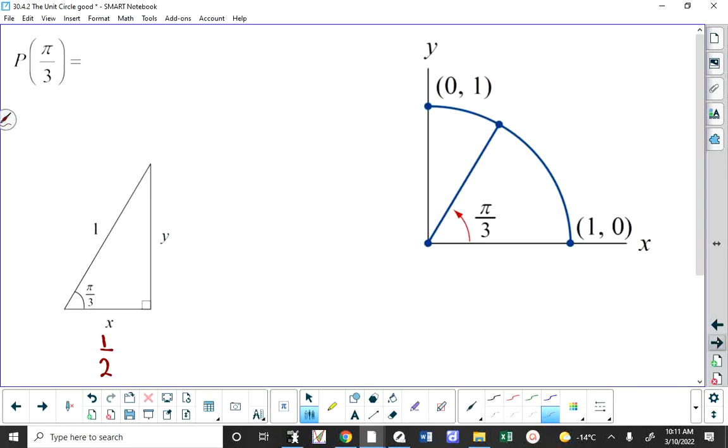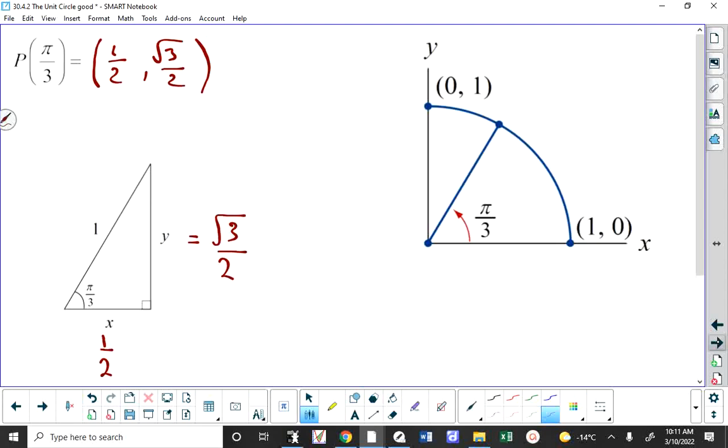And whenever we have that 30 degree, 60 degree, 90 degree angle, the hypotenuse is 1. The longest side that's not the hypotenuse is always going to be root 3 over 2. And the shortest side will be 1 half. So we know the coordinates here. This is 1 half, comma, root 3 over 2. Well, there you go. If one of the ordered pair halves is 1 half, the other one is root 3 over 2.